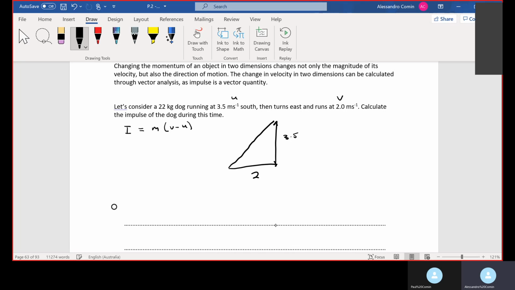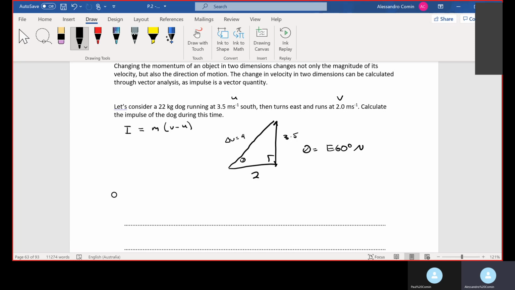Luckily, in this example, I have given you a right-angled triangle. So by Pythagoras, we're going to have 2 squared plus 3.5 squared. It's going to be 4. We'll just do 4. Remember, this is delta v. And you must do theta. Calculating theta is going to be inverse tan of 3.5 on 2, which is equal to east 60 degrees north, because remember we go east 60 degrees north.